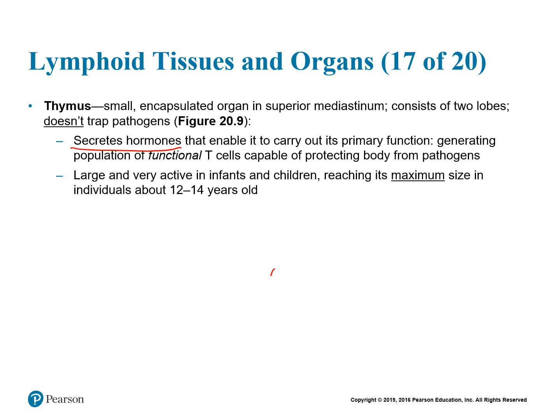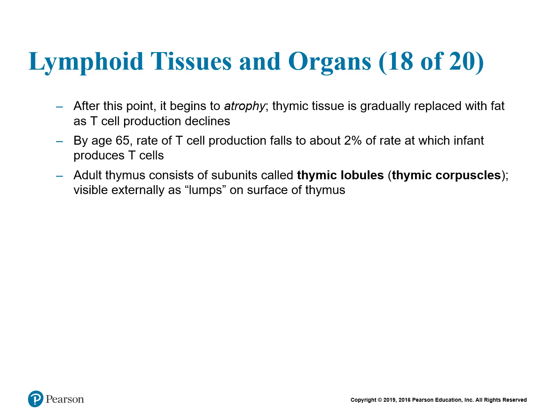But as you get older, of course, this thymus starts getting degraded. Some of that tissue starts getting replaced with different types of fatty tissues and things like that. So again, when you're younger, you tend to have a better immune system. So again, after 14, 15 years of age, you start having some atrophy in the area. So by the age of 65 to 70, you're going to have about 2% of the initial T cell production that you had when you were a child.